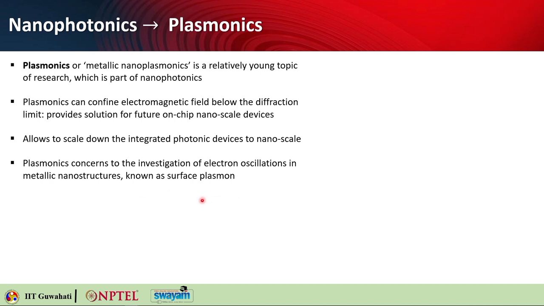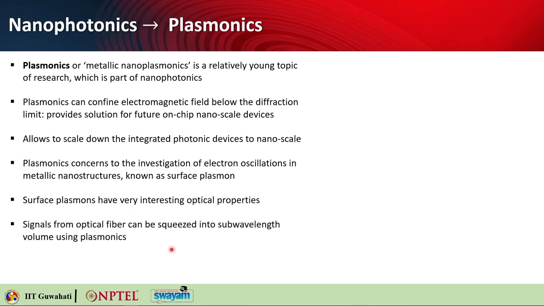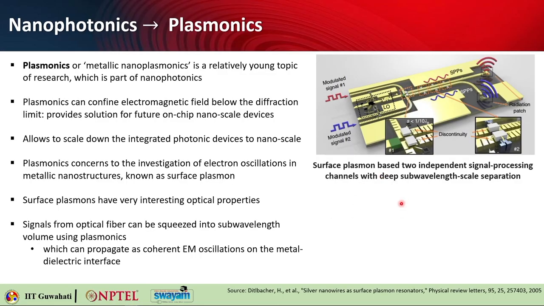Plasmonics concerns the investigation of electron oscillations in metallic nanostructures, which are known as surface plasmons. And what are these surface plasmons? We'll come to that soon. These surface plasmons have very interesting optical properties. Signals coming from an optical fiber can be squeezed into sub-wavelength volume using plasmonics by taking help of surface plasmons. As you can see in this figure, surface plasmons can propagate as a coherent electromagnetic oscillation. SPP means surface plasmon polaritons, which are the propagating surface plasmons.